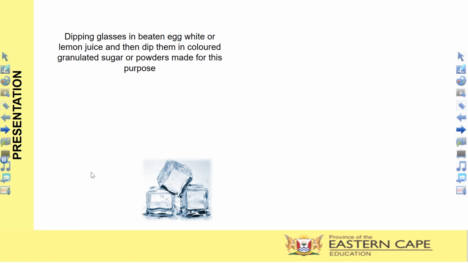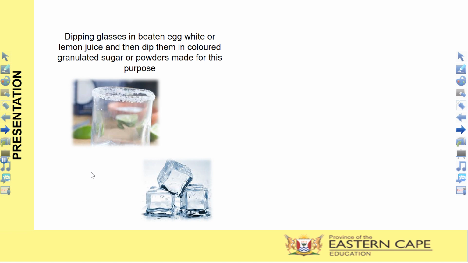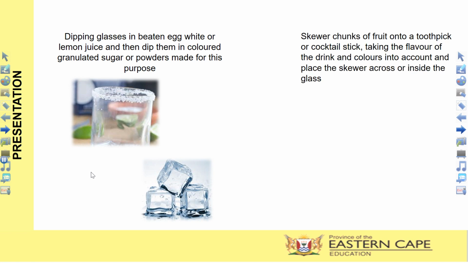Presentation of cocktails. They can be presented in a number of ways, just like we've looked at on our previous slide, where you can use your straws, where you can have your swizzle sticks, you can have your olives and your cherries, you can garnish with your pineapples. You can also dip glasses in beaten egg whites or lemon juice, and then roll them up in granulated sugar or powders, which you can call frosting. And your glass will look basically like the illustration above.